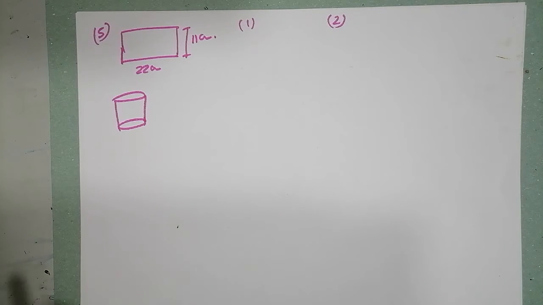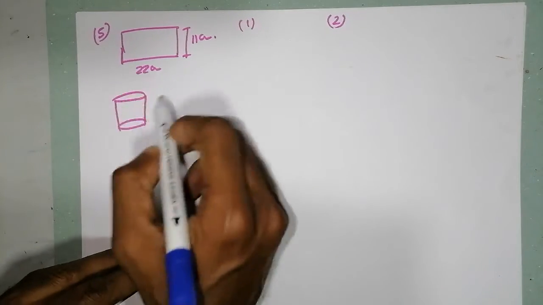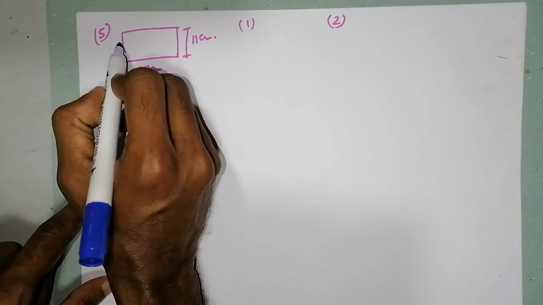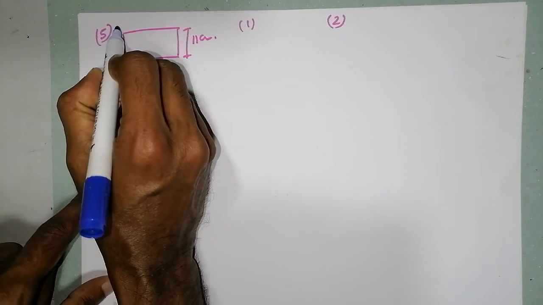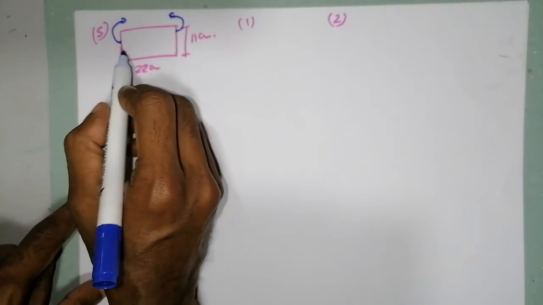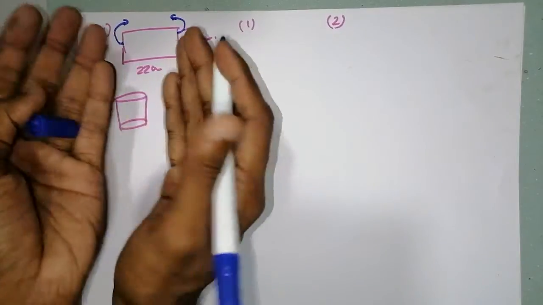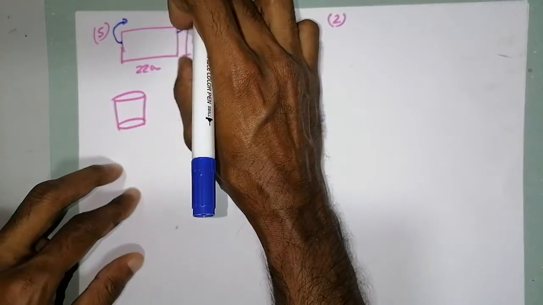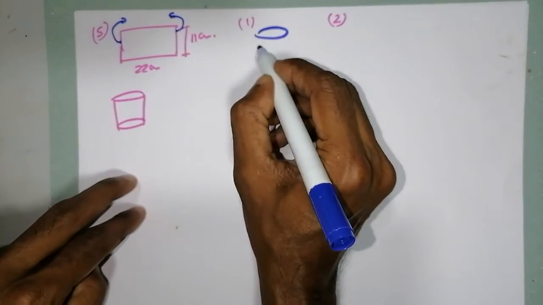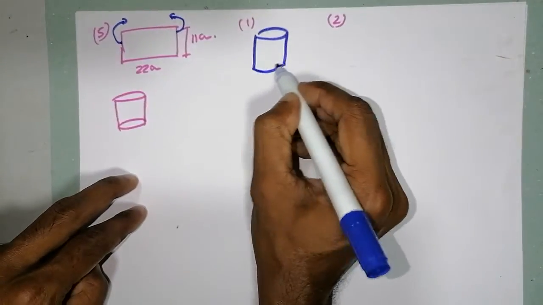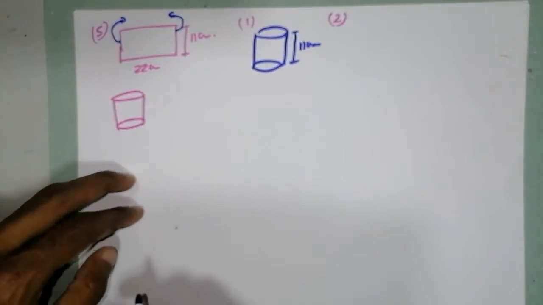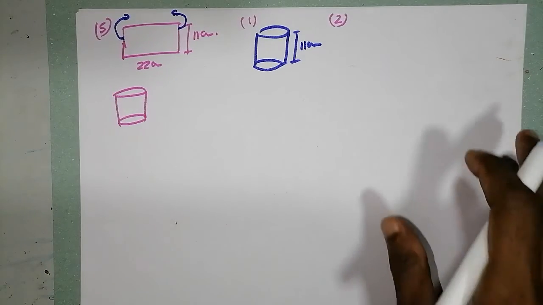So we'll draw it first. If you imagine this rectangular shape, we need to paste this side into this side, the breadth. If you connect the breadth, the height will be the breadth. If you connect it, we have a cylinder like this. So the height is 11 centimeter.